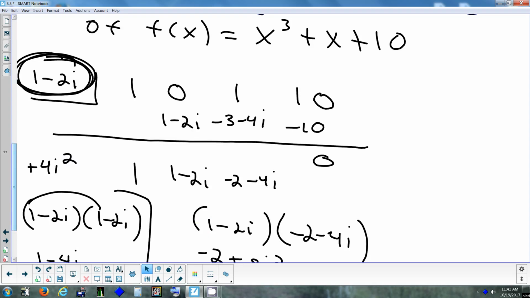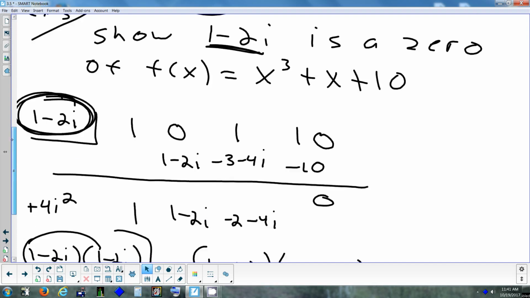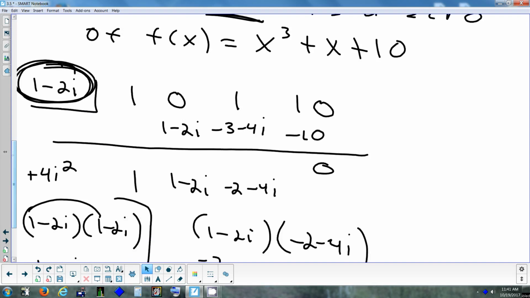And now you get kind of the bonus. If 1 minus 2i is a root, so is 1 plus 2i. You wouldn't have to show that. A little bit harder just because you have to do the foiling twice. But again, you'd never have to do it more than twice in a problem.